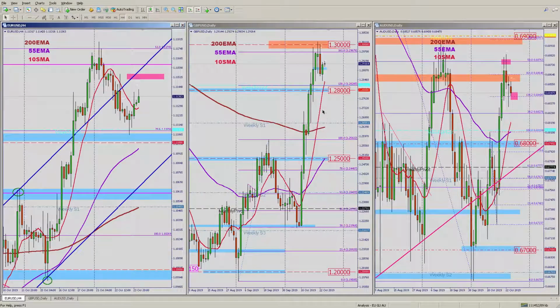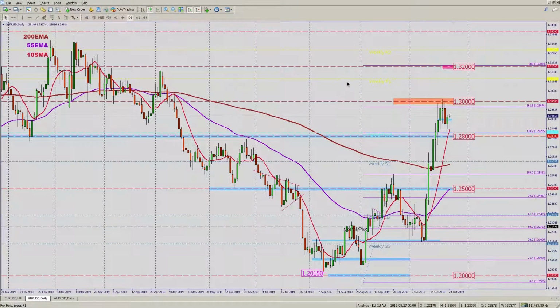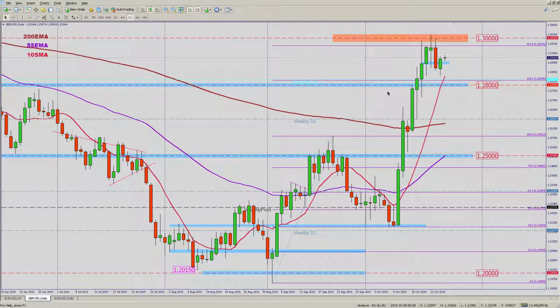Let's take a look at the cable, after the vote on Tuesday, where the UK Parliament finally approved the withdrawal agreement bill, which includes the Brexit deal, and after 3.5 years it finally passed through.